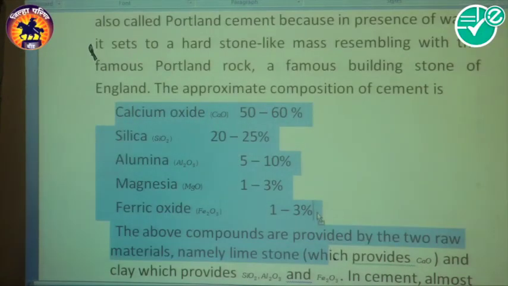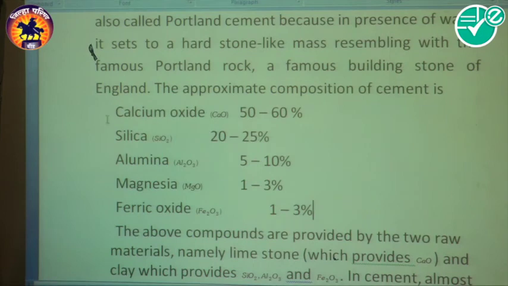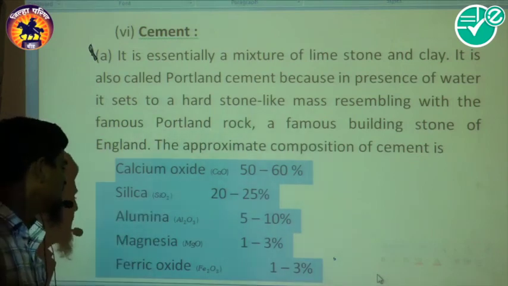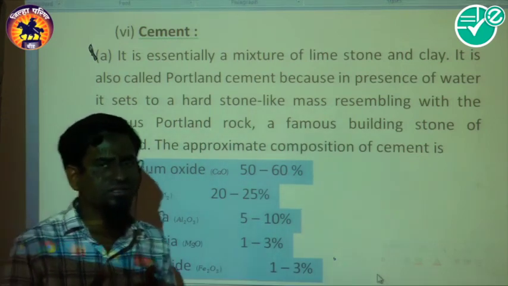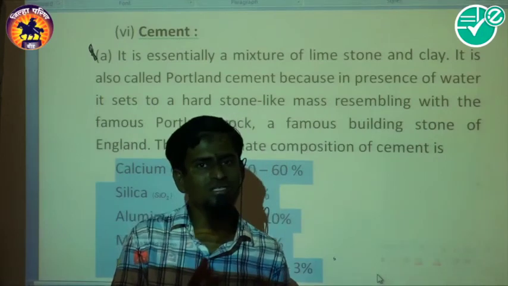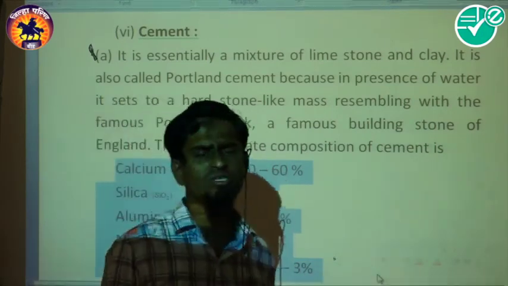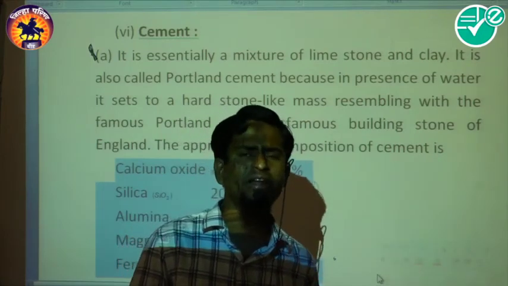Mainly lime is the main component of cement. Lime, CaO, calcium oxide, silica and alumina are combined with clay and that forms your cement. So it is a theoretical part, you study it yourself, just read and memorize it. It is sufficient for you.